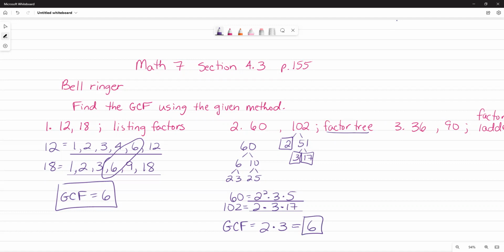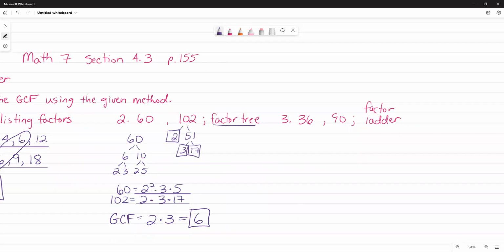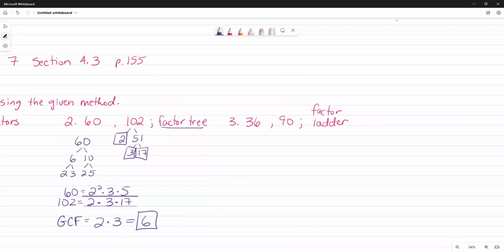Gives us 6, exactly. So the greatest common factor of 60, goodness gracious, is 6. All right, so for the last one, they want us to do the factor ladder. So if I'm comparing two numbers and I'm doing a factor ladder, I'm going to do the combined ladder. So I'm going to write 36 and 90.